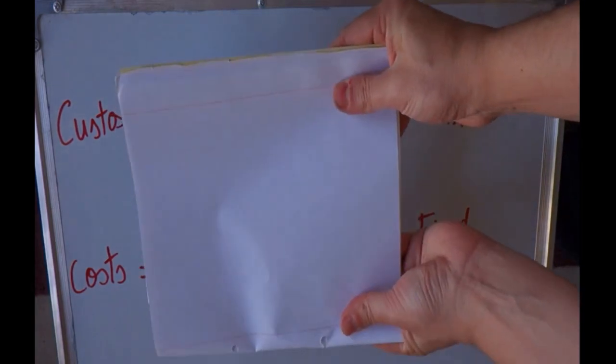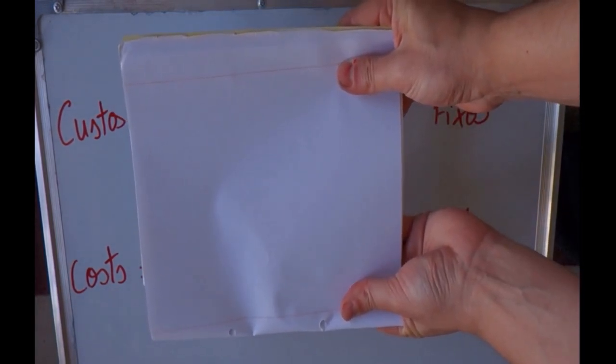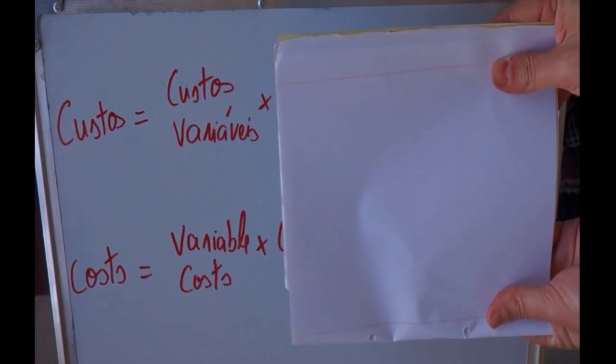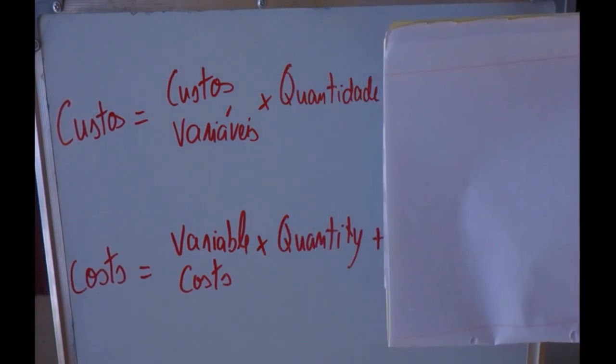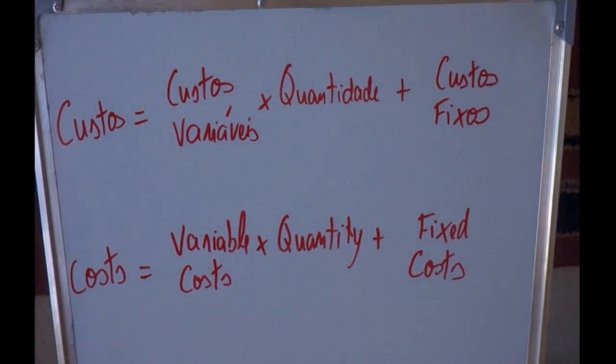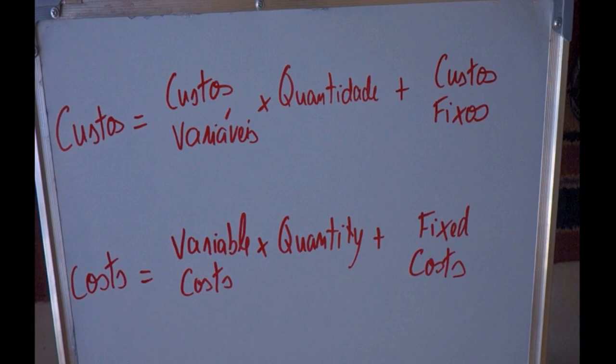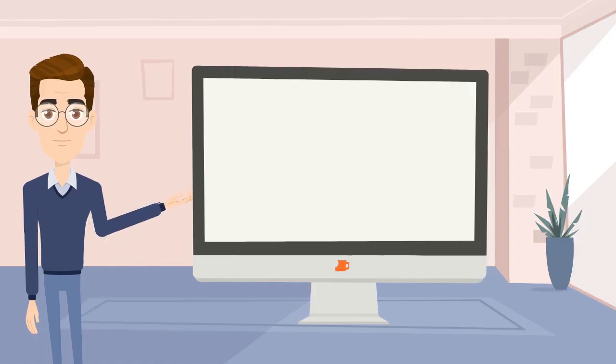From our profit formula, we have that costs equal variable cost times quantity plus fixed costs. As you can see, we have 3 possible paths to minimize our costs. We can decrease our variable costs, we can decrease the necessary quantity produced to reach the same quantity sold, or we can decrease our fixed costs. So, let's explore each one of these paths in detail.